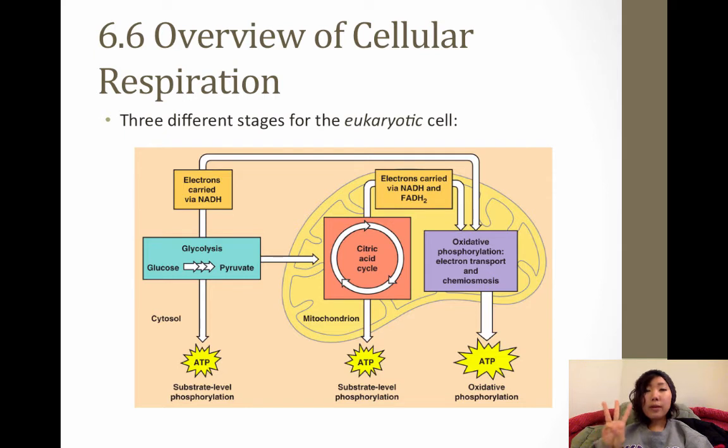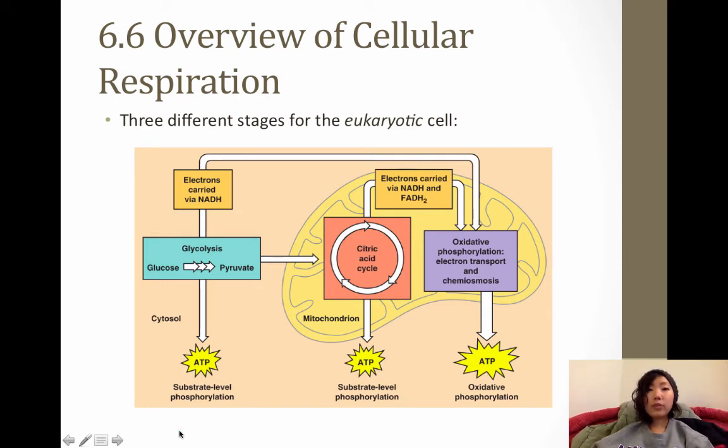Okay, there are three major stages of cellular respiration. Glycolysis is the first stage. The second stage is the citric acid cycle and pyruvate oxidation. And the last stage is oxidative phosphorylation. Those are our three stages inside a eukaryotic cell. Remember, prokaryotic cells don't have mitochondria. So these two stages, which occur inside the mitochondria, cannot occur in a prokaryotic cell. Prokaryotic cells can only do glycolysis, which happens in the cytoplasm.